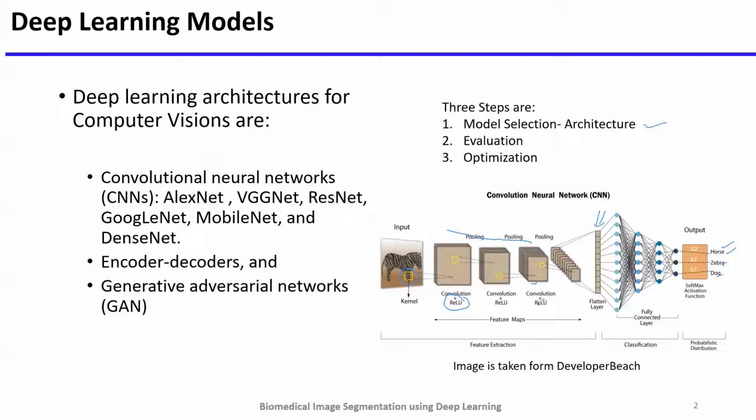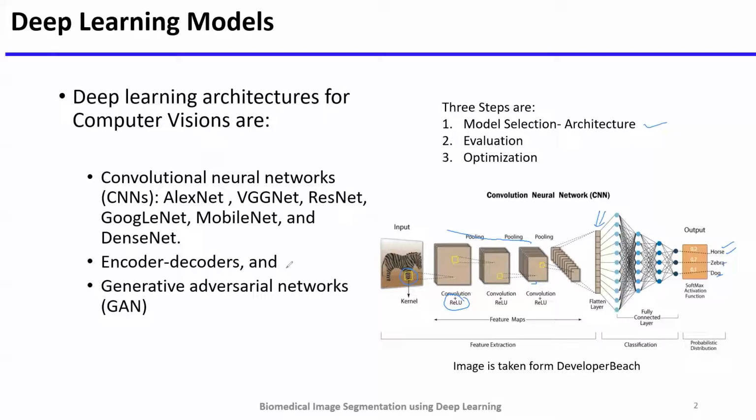After the success of convolutional neural network models, especially for image classification, a lot of CNN variants were designed, like AlexNet, VGGNet, ResNet, GoogleNet, MobileNet, and DenseNet. All these models are performing very well in many different image classification tasks.